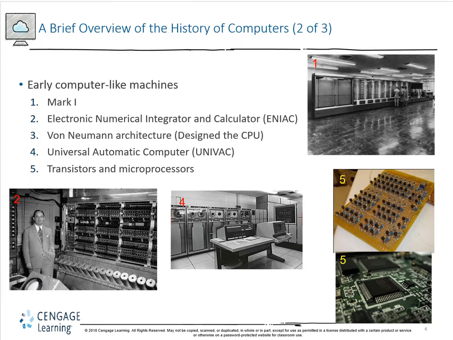Next, the ENIAC was built in 1946 at the University of Pennsylvania. It contained 18,000 vacuum tubes and weighed about 30 tons. The problem with vacuum tubes is that they go out often, so they have to be replaced regularly.